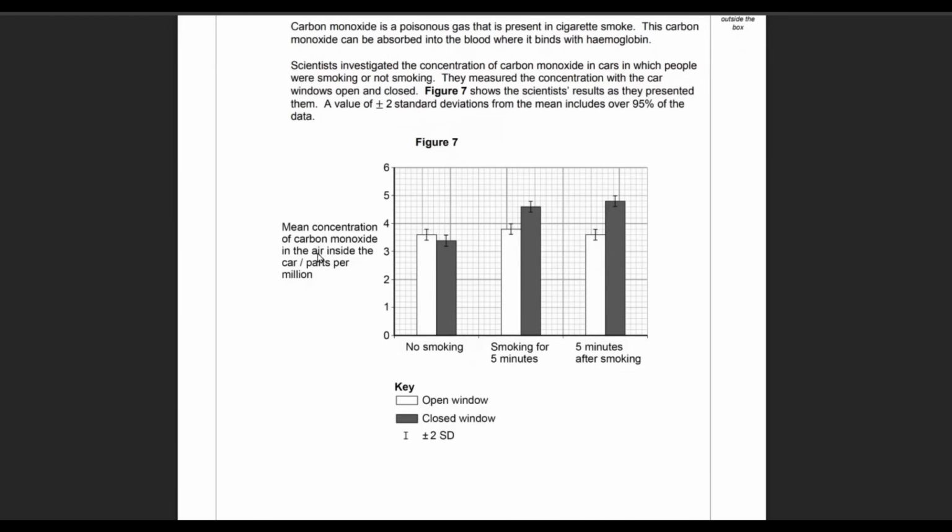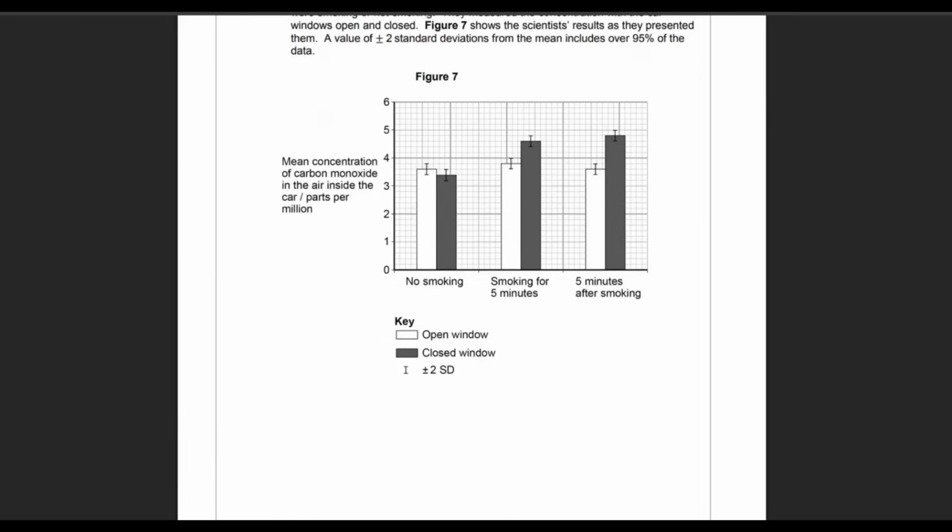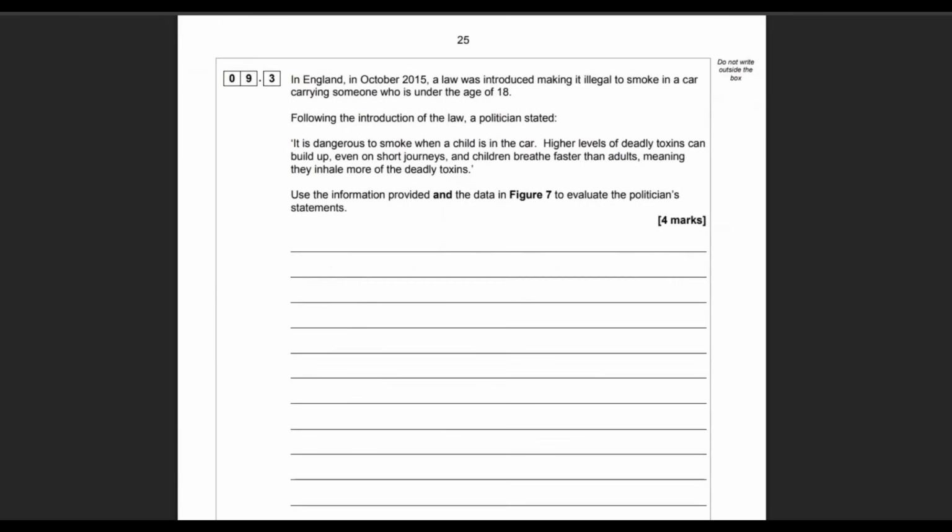So we got the mean concentration of carbon monoxide in the air inside the car in parts per million. So when people weren't smoking with the window open, there was more carbon monoxide inside the car than with the window closed. And then when people smoked for 5 minutes, closing the window meant there was more carbon monoxide inside the car. And then 5 minutes after smoking, there was a significantly higher amount of carbon monoxide in the car than outside. Okay, what do we want to do? Or when the window was open, not outside, sorry.